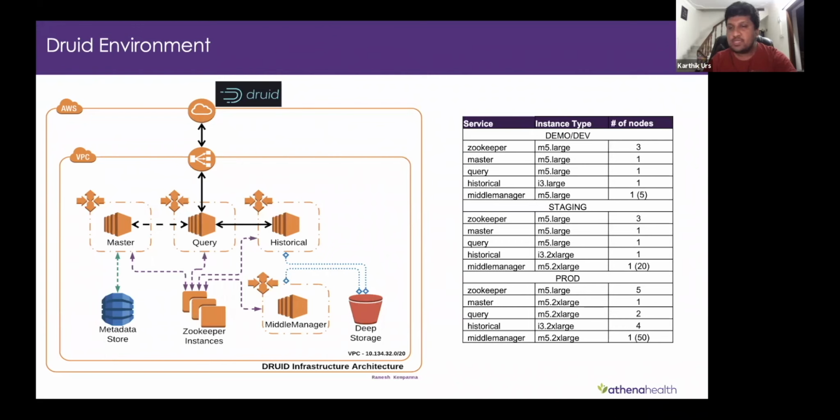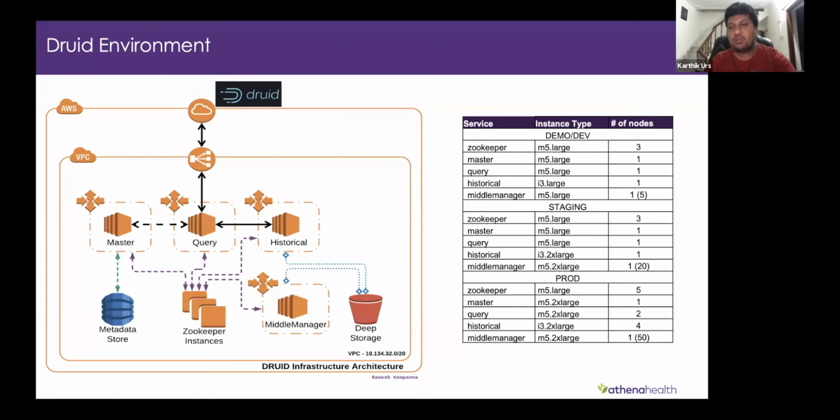On staging, we are pushing some of the more refined workflows into the staging environment, so we have a fairly larger cluster size here. What we do is we scale the middle manager nodes to 20 instances on staging when the ETL is happening. We do batch ingestion. So when the ETL is happening, we scale it up to 20 nodes and scale it down once it's done.